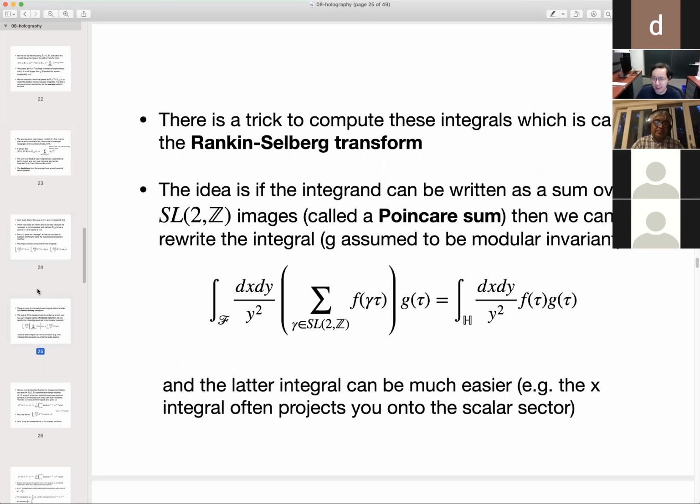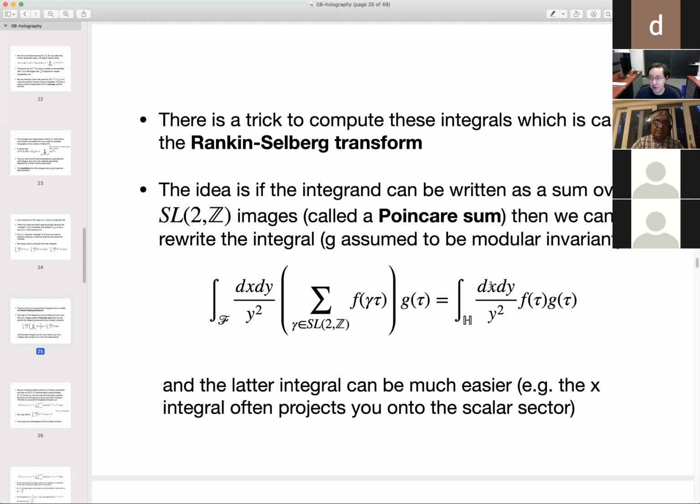There's a very beautiful trick to compute these integrals called the Rankin-Selberg transform. And the idea is that if you can write some integrand as a sum over SL2Z, and you're integrating over the fundamental domain of some sum over SL2Z, then you can basically move this sum past the integral and consider the integral over the entire upper half plane instead of just over the fundamental domain of the original function f times the original function g. And technically, this integral can be much, much easier because you don't have to deal with the weird shape. You're just integrating over a rectangle, basically.